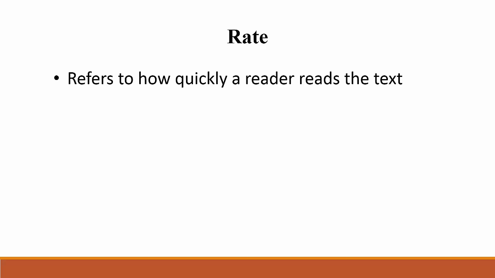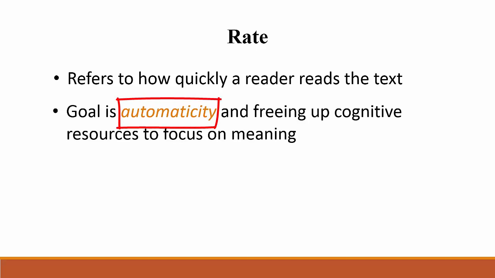Rate refers to how quickly a reader reads the text. Fluent readers can identify words immediately, seemingly instantaneously. In the reading world, we call this automaticity. A reader who reads with automaticity can read the words on the page without a conscious awareness of applying any skills. Being able to recognize words with automaticity means that cognitive resources can then be freed up to concentrate on the meaning of the text.